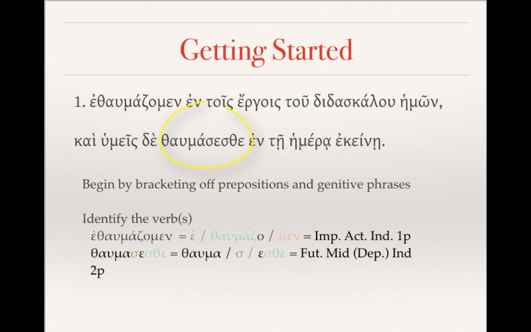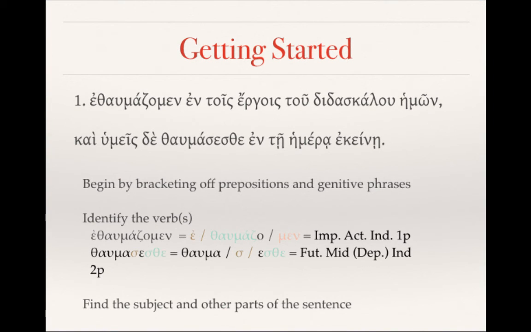The next verb is similar, thaumasesthe. Again, I've broken it up, thauma, se, and you can see that the thauma is an indicator of our stem. You can see the addition of the sigma there, which is in brown, indicating the future tense. And then the indicator of the middle voice, esthe. We would treat this as a deponent and translate it with an active meaning, something like, you all will be amazed, or you all will wonder.